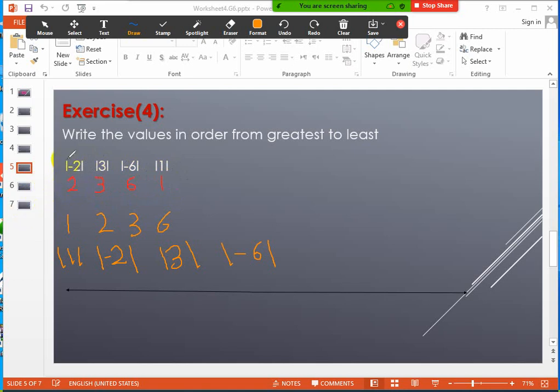Equals what? For negative 2, it's 2. For 3, it's 3. For negative 6, it's 6. For 1, it's 1. Now I have the values for the numbers. I have to order, sorry, from the greatest to the least. I'm sorry, I made a mistake. This is from the least to the greatest.